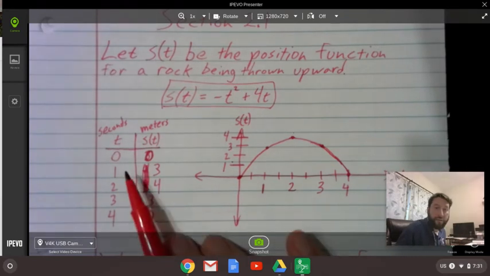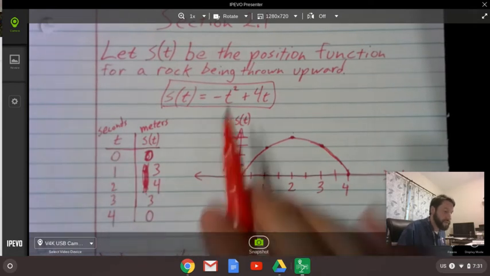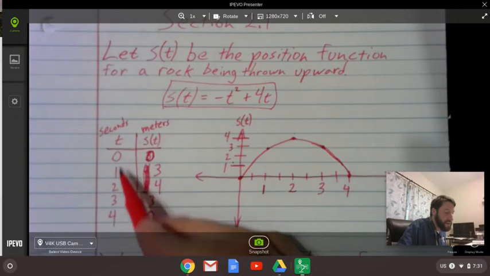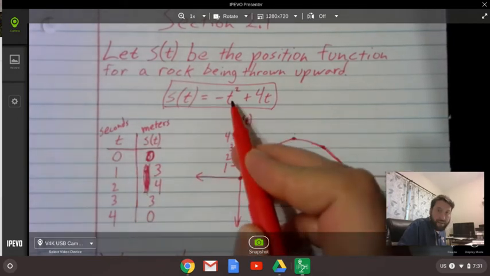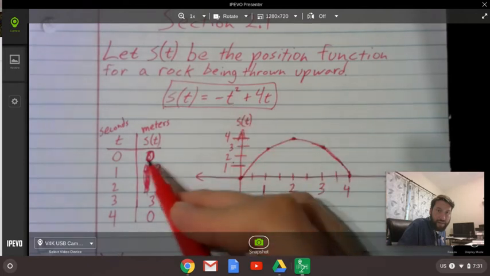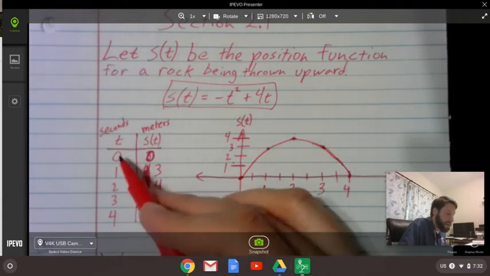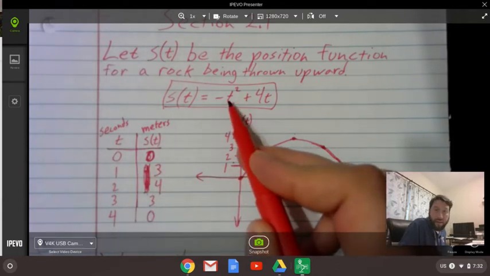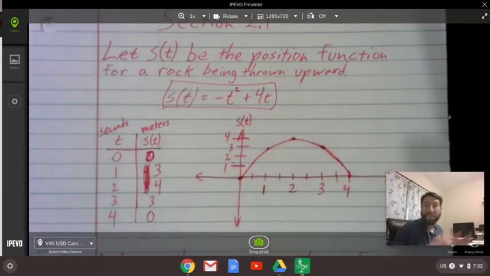So I have a table right here, and I went ahead and I plugged in values for t. So this is my function. I've got negative t squared plus 4t. I'm just taking these t values, and I'm replacing t with whatever it is. Okay, so like if I plug in 0, well, negative 0 squared plus 4 times 0 is just 0. So that's where that's coming from, okay? Because this will be helpful later on. So anyway, we have a position function.